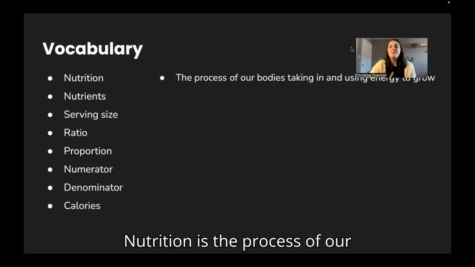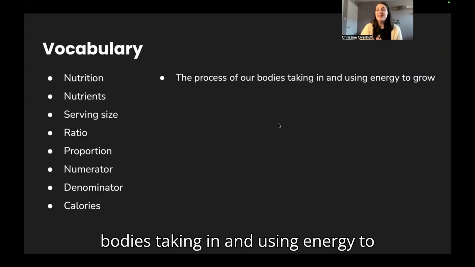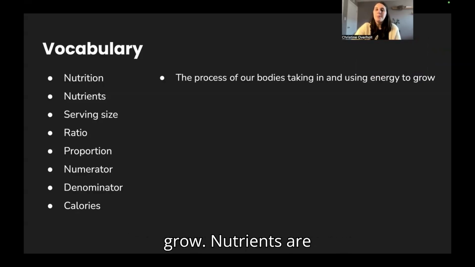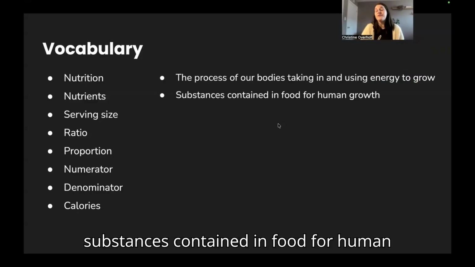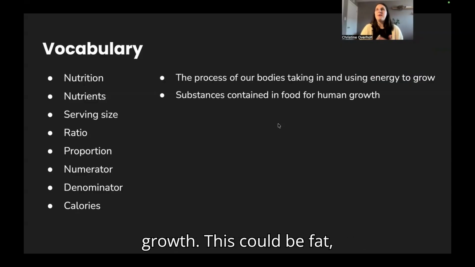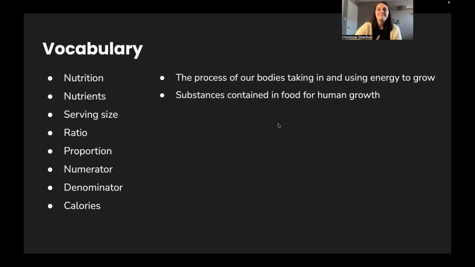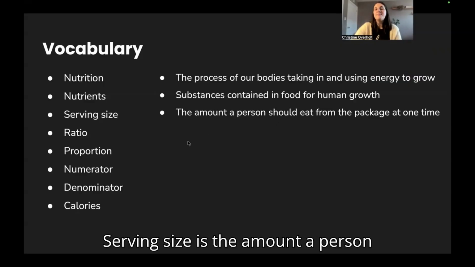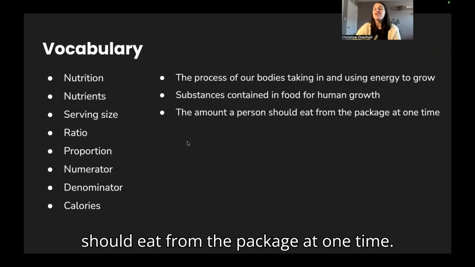Nutrition is the process of our bodies taking in and using energy to grow. Nutrients are substances contained in food for human growth. This could be fat, calories, carbohydrates, sodium. Serving size is the amount a person should eat from the package at one time.